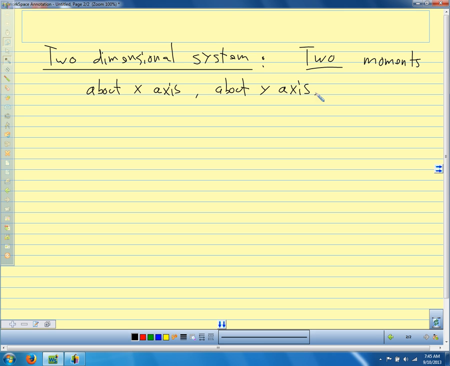So if we have a two-dimensional system and we have masses, discrete masses m1, m2, dot, dot, dot, m sub n, and they're situated at these points: x1, y1, x2, y2, so we know the coordinates of all these masses. On and on to x sub n, y sub n.